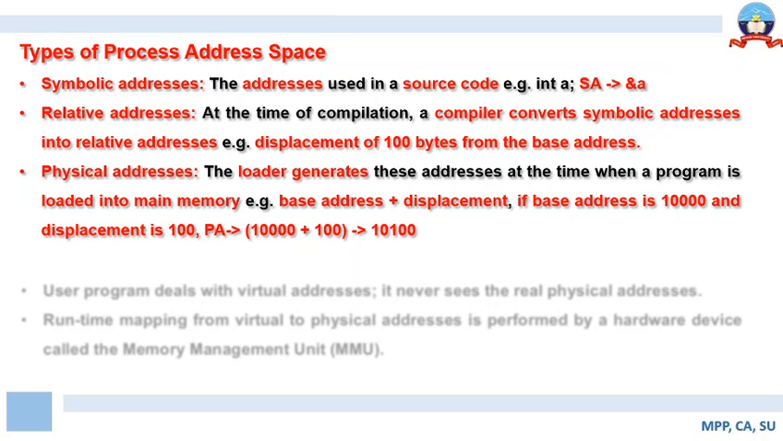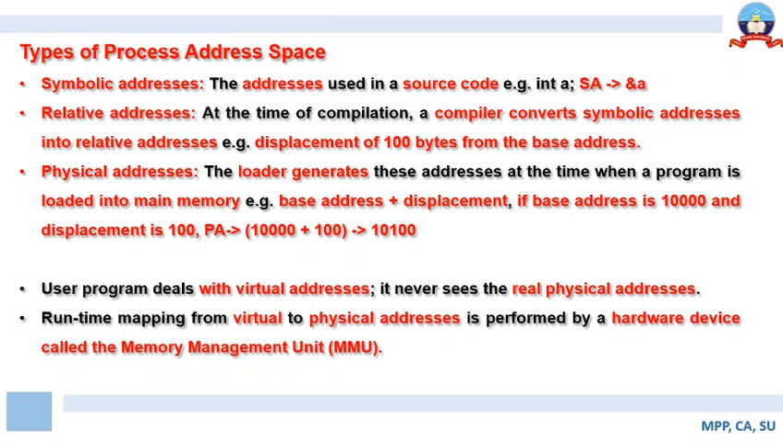So symbolic address represents the address that is used in the program code by the programmer in order to represent the address of a variable. Relative address is an address that is generated at compile time. So here we convert symbolic address into relative address, then eventually physical address. The loader generates the physical address at the time when the program is loaded into the main memory. So how do we determine physical address? It will be base address plus displacement. If the base address is 1000 and the displacement is 100, the physical address is equated as 1000 plus 100, that is 1100.